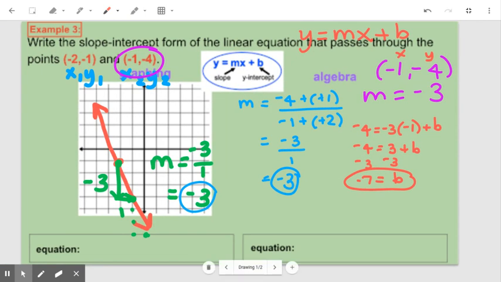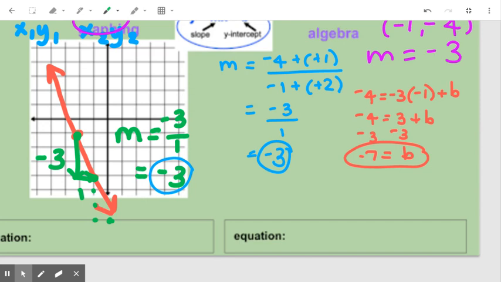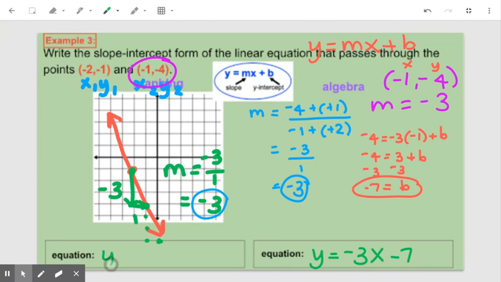So now my equation for my final answer, let's do this in green. I don't know how well this will show up, is y equals -3x minus 7. And I can write that on both of these. Even though I didn't get the whole thing by graphing, I knew that I had to be close to about -7 as I was looking at that.